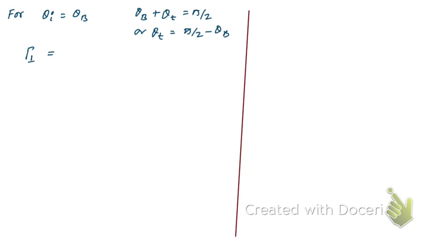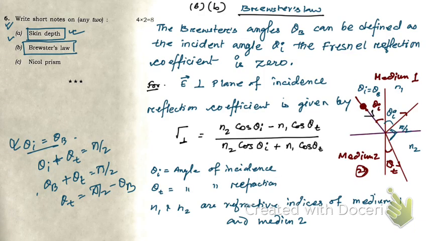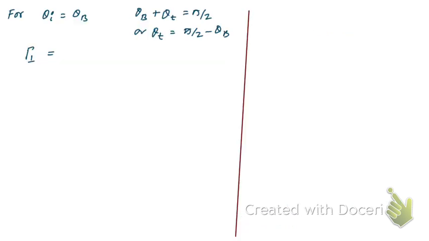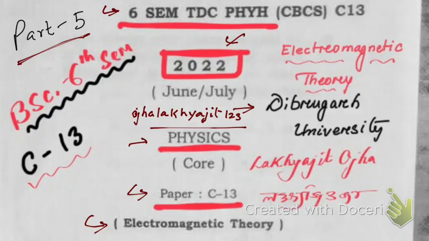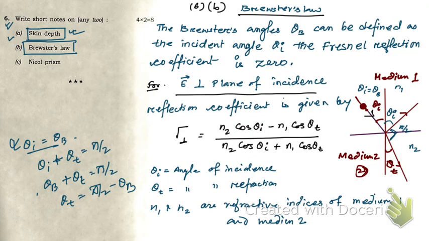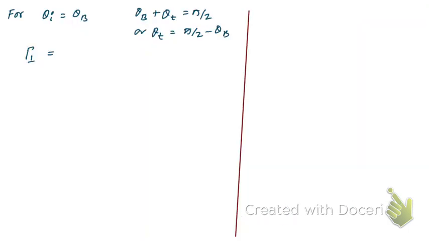Here we are taking this condition only, E perpendicular to the plane of incidence. You can consider E parallel to the plane of incidence also, then also you will obtain the reflection coefficient. Okay, Brewster's angle, Brewster's law. So let me take this one only. You can use Snell's law also if you want to; I will show you that one also.